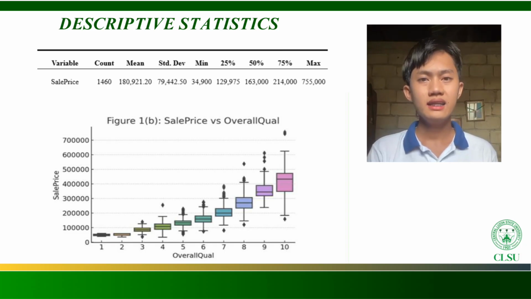Lastly, this figure presents the relationship between sale price and overall quality. It shows that as the overall quality rating increases, the sale price also tends to rise. This indicates that the housing quality is a major factor influencing property values. And that concludes the descriptive statistics part. Next, Isaac will continue the discussion.